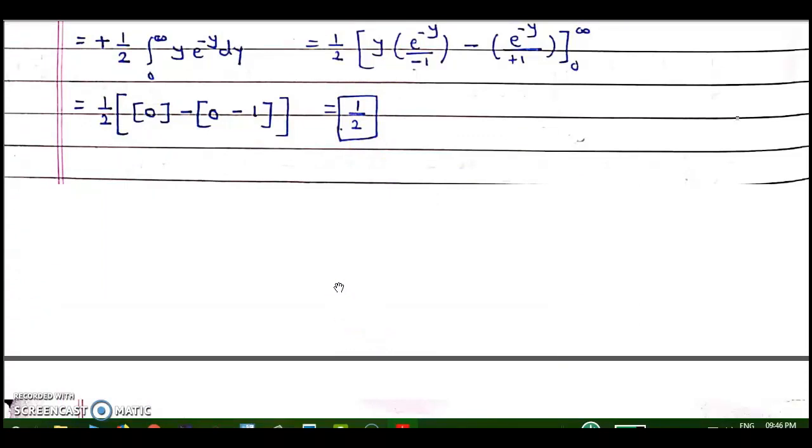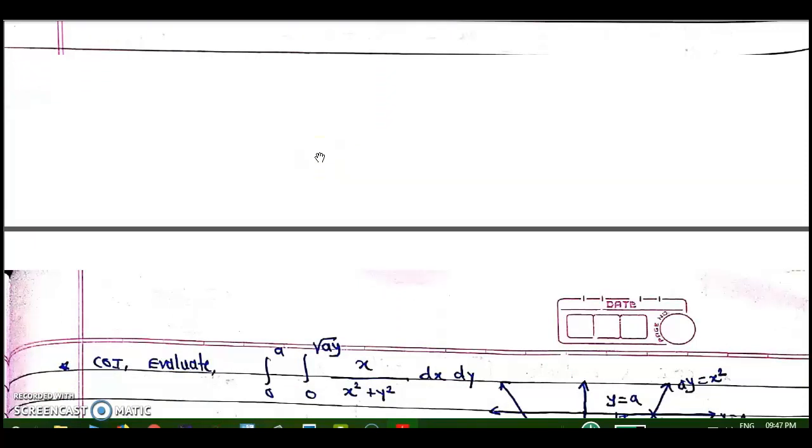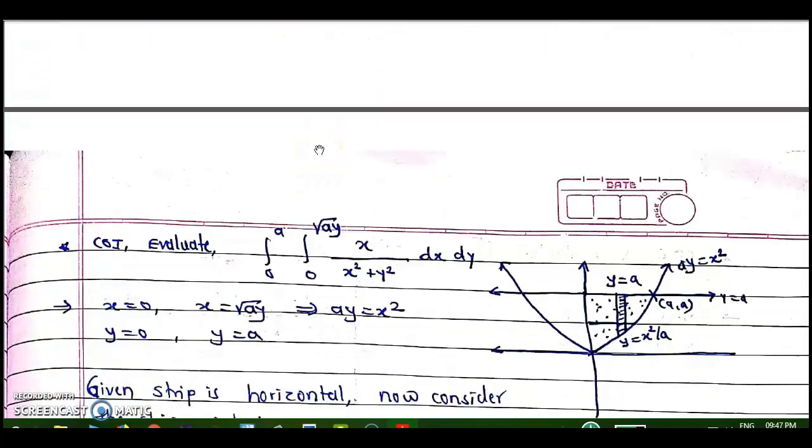So as a concept, changing the order of integration means, if the given order of integration is first x then y, then we have to make it first y then x. In other words, if the given strip is vertical, we have to consider a horizontal strip, and if it is horizontal, we have to consider a vertical strip. Sometimes it is difficult to solve for the given limits, then we change the limits.